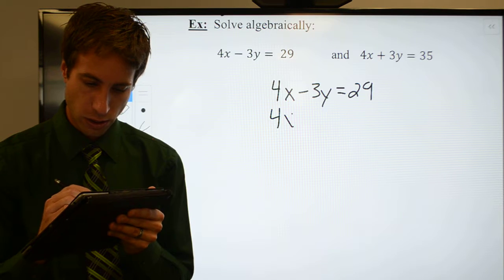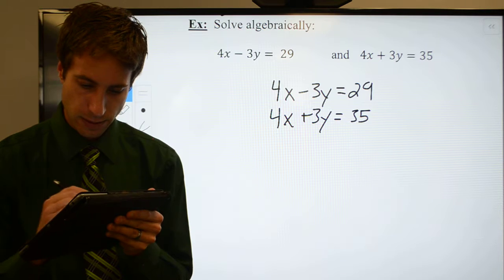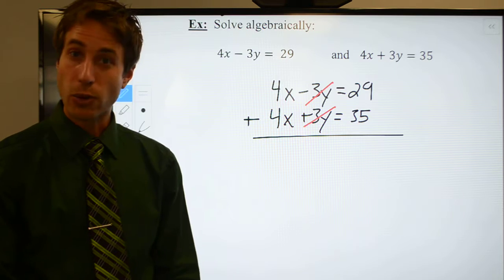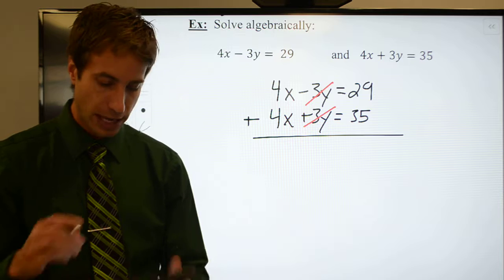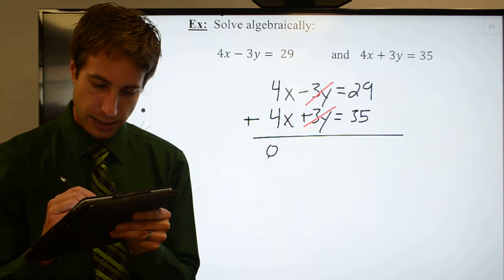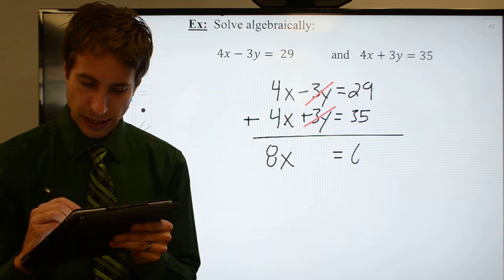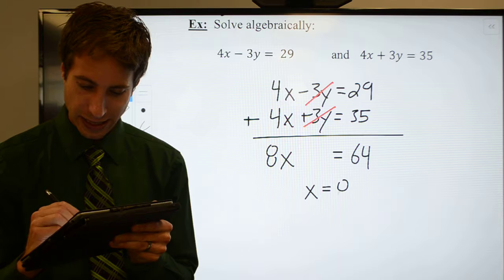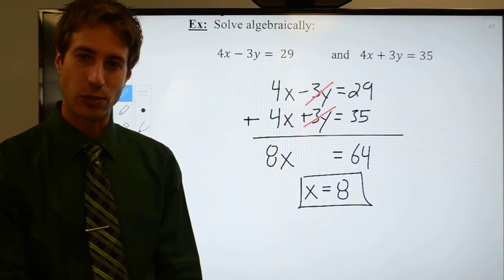So, let's do that. Add them up. Minus 3y, positive 3y, gone. We've eliminated them. And I got a 4x plus 4x gives me 8x. And a 29 plus 35 should be 64. And divide 64 by 8, it should get x is equal to 8. Awesome. Love the easy ones. Love the easy ones.